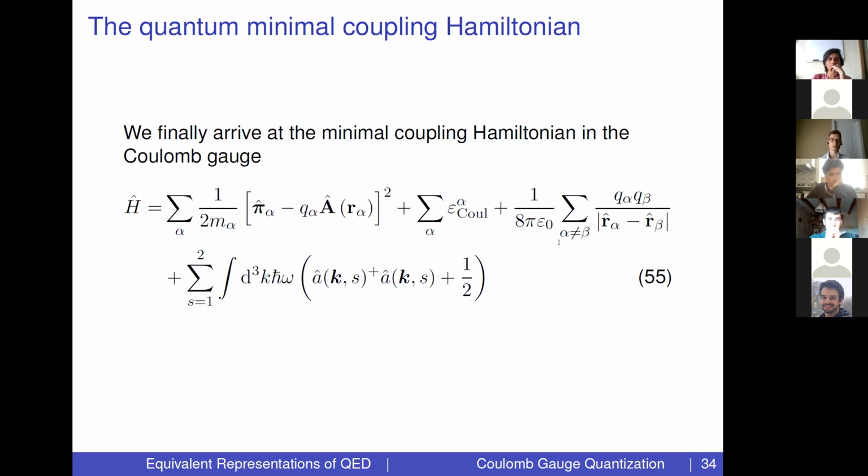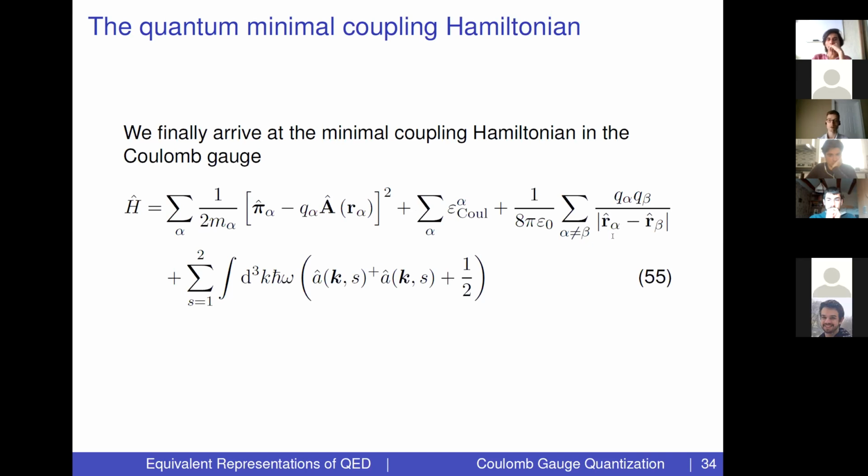So now what we finally achieved is that we arrive at the minimal coupling Hamiltonian, the quantized minimal coupling Hamiltonian in the Coulomb gauge. So we have the mechanical momentum, that comprises the canonical momentum minus the qA term. We have the Coulombic self-energies, and we have the Coulombic interaction energies that come from the longitudinal component of the electric field. So the longitudinal component of the electric field generates, again, for us, the Coulombic energies. And the remaining field degrees of freedom are just what we know as the infinite sum over the harmonic oscillator modes.